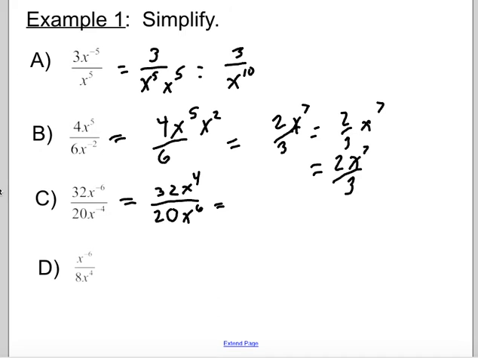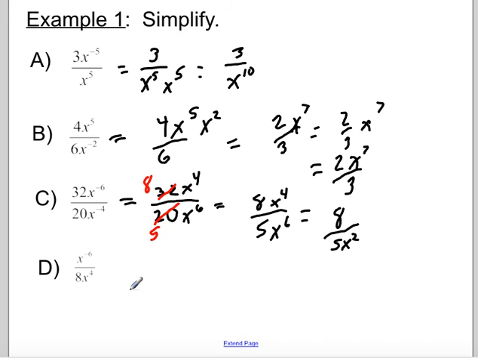So now let's reduce down that 32 and that 20. I'm thinking 4 goes into each one of those. So 4 goes into 32 8 times, and 4 goes into 20 5 times. So really I've got 8x to the fourth over 5x to the sixth. Right? But I can still simplify those x's. I can subtract my powers here. 6 minus 4 is 2. There's more down in the denominator, so it becomes x to the second down here in my denominator.